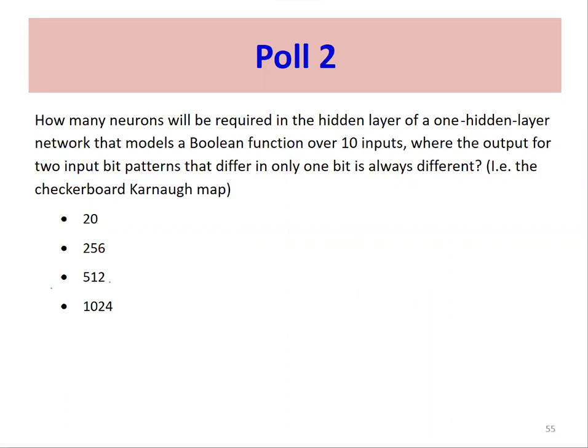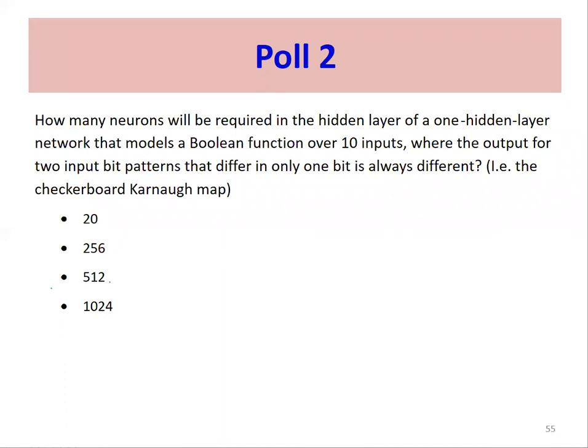So the correct answer is, because there are 10 inputs, if you think of a checkerboard pattern, every alternate pattern is going to be a 1. So there are 2 raised to 10, 1024 possible combinations, half of which are 1 and half are 0. There are 512 combinations for which the output is 1, and so you will need 512 neurons in the hidden layer.